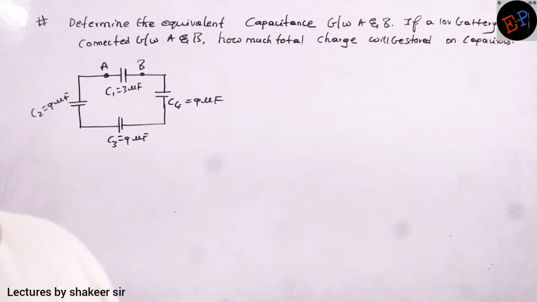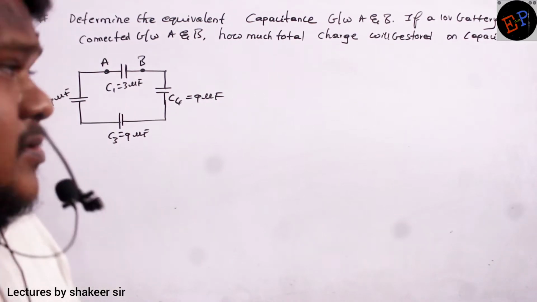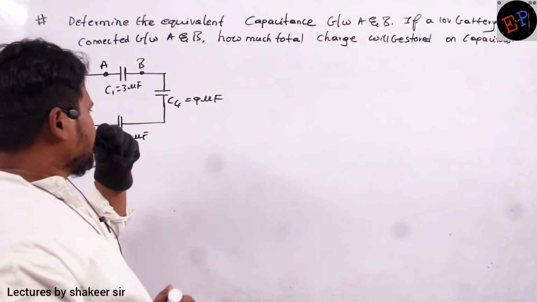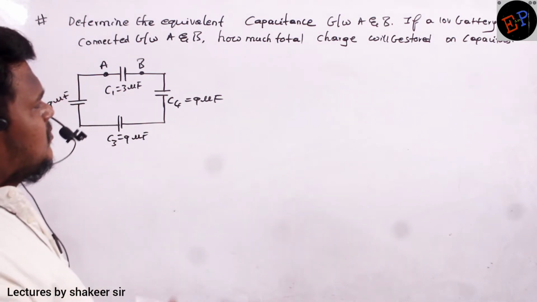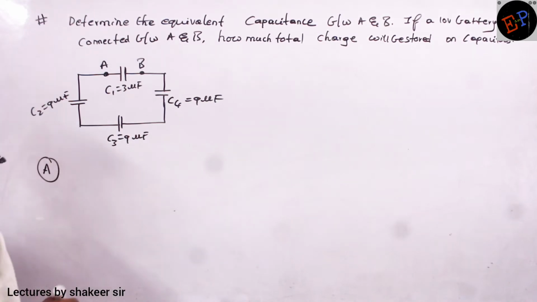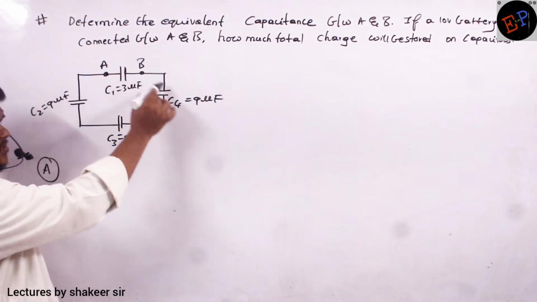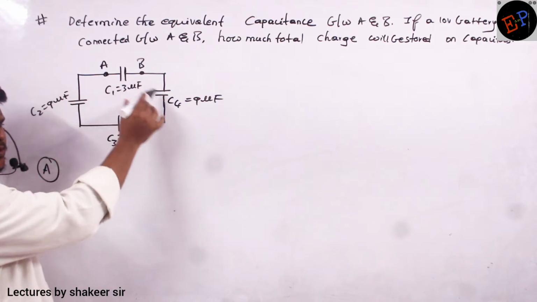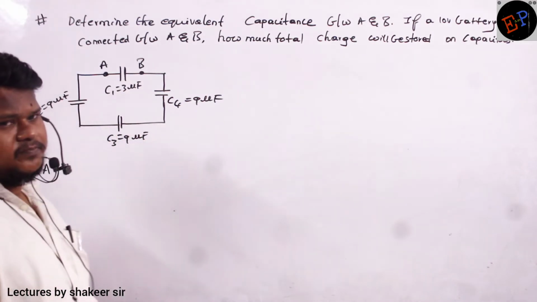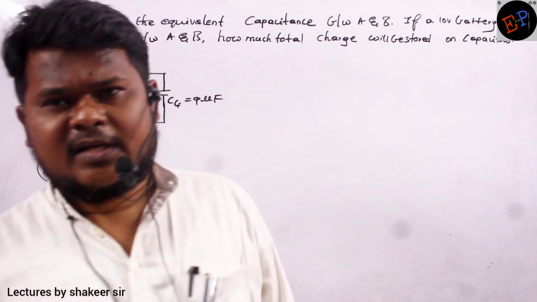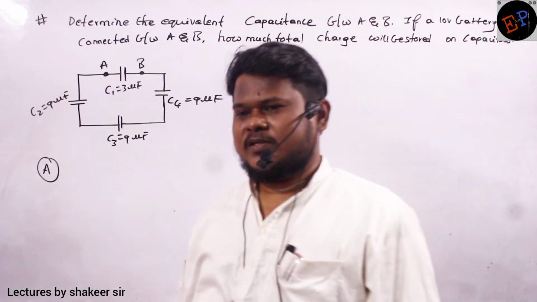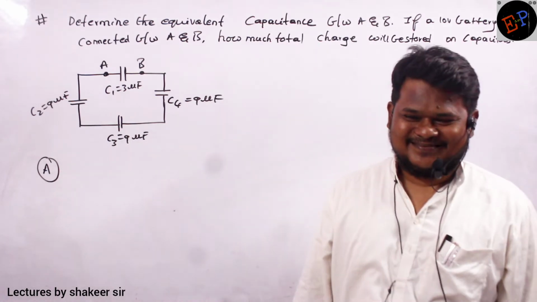Yes. So see this problem. Determine the equivalent capacitance between A and B. First we are supposed to calculate the equivalent capacitance, so let us see. How many capacitors are there in total? 4: 1, 2, 3, 4 capacitors. Are these capacitors connected in series or in parallel? Series, all of them.